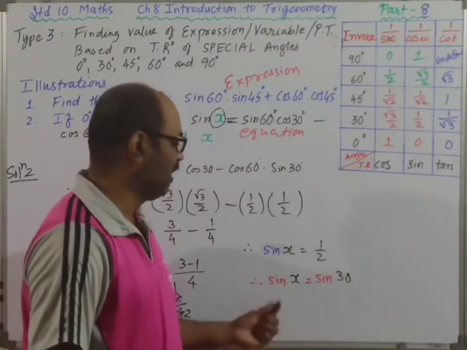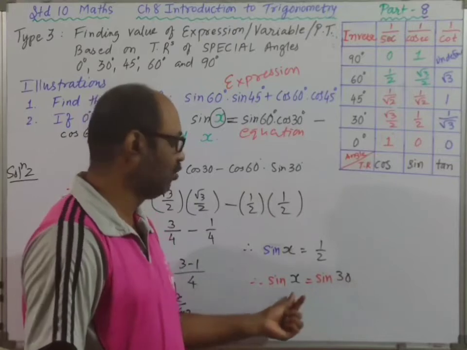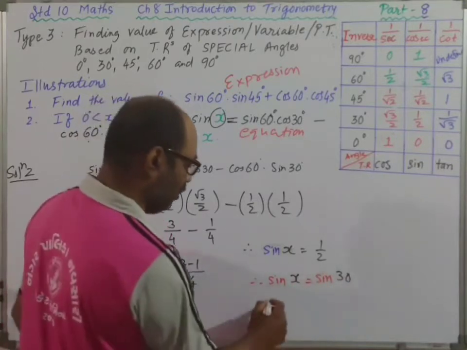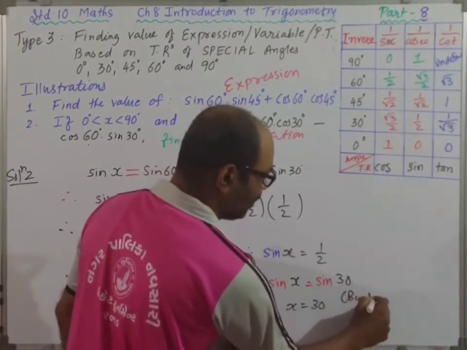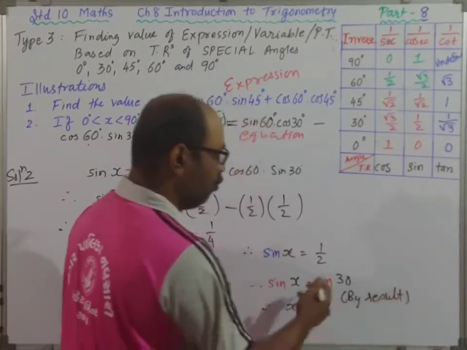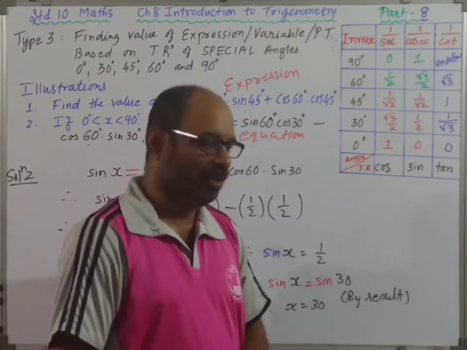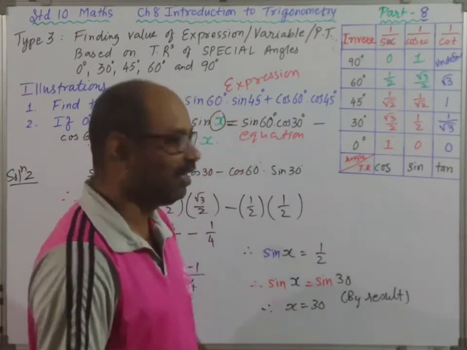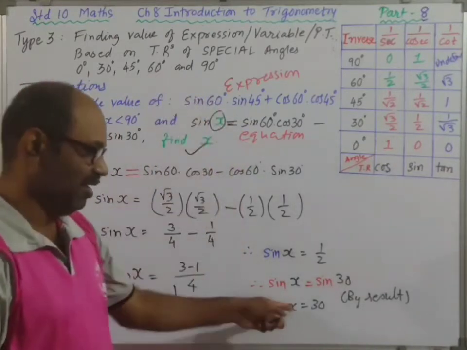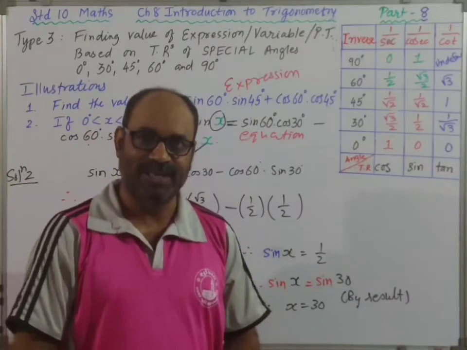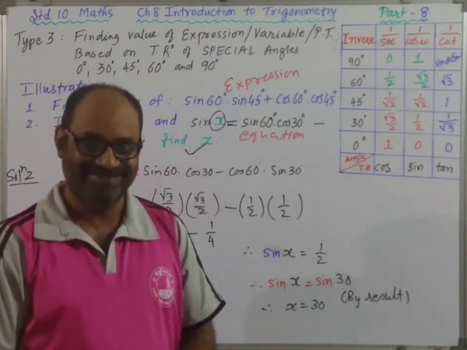Now, we proved a result: sine of something is equal to sine of something, then those two somethings are equal. Therefore x is equal to 30 by result. You may say by comparing both sides. So x is equal to 30 degrees. You found the value. Find x, and here is the value, x is equal to 30 degrees. I hope you understood. Good.